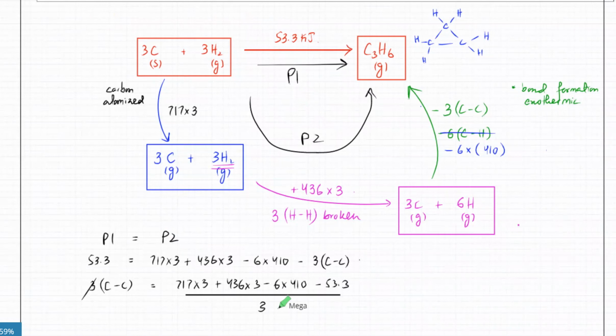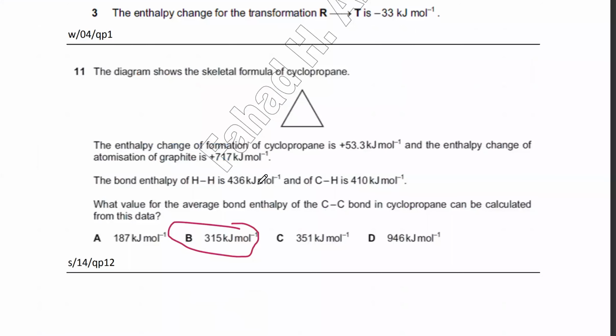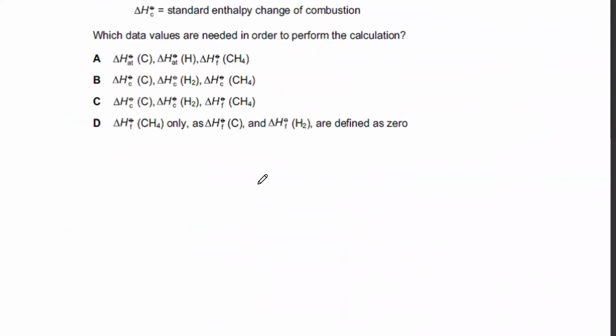Is this clear? Also, is this clear? Is that clear? Yes. So then we can try some.